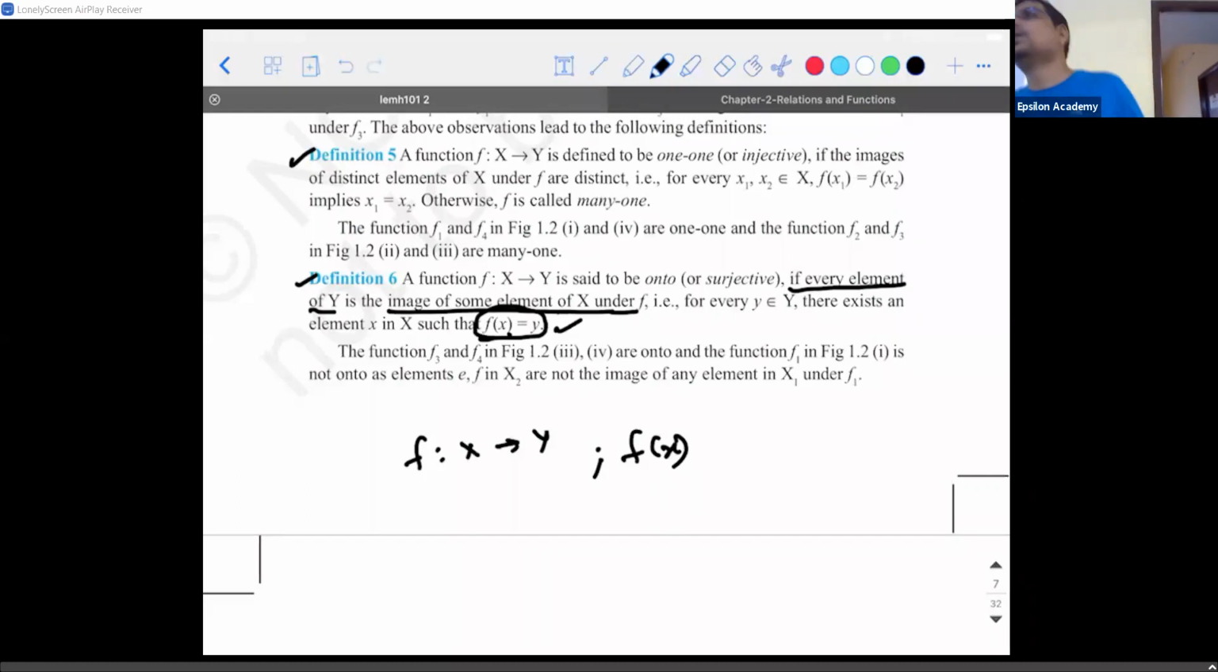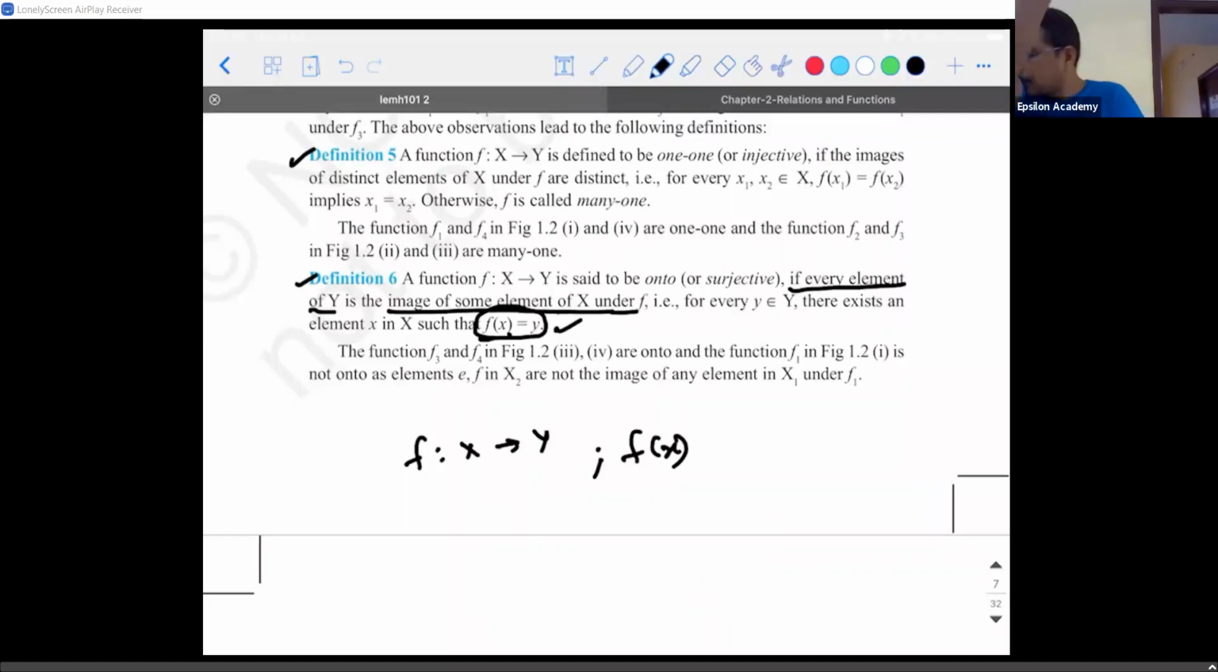Now you tell me, what is an onto function? You can tell in your own words. What is an onto function? Now put it. Perfect. So if you have a function which is mapped from X to Y, set X is the domain set, Y is the codomain set. If the codomain set and the range of that particular function comes out to be equal, then that kind of a function is said to be onto function.